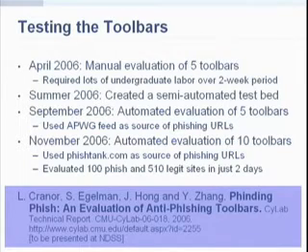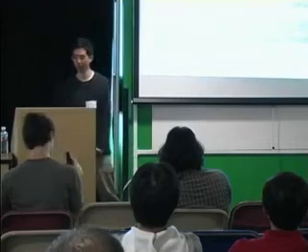In September 2006, we did an automated evaluation of 5 toolbars. It took us about 1 or 2 days. And we used the APWG feed. APWG stands for Anti-Phishing Working Group. It's a consortium of companies. And they actually have a phishing feed that members can acquire.